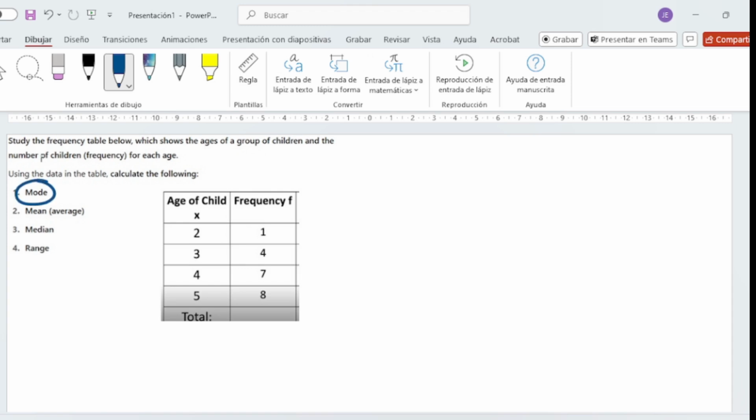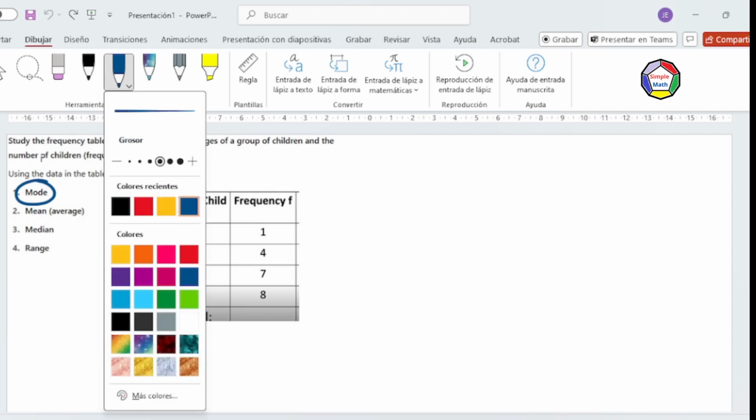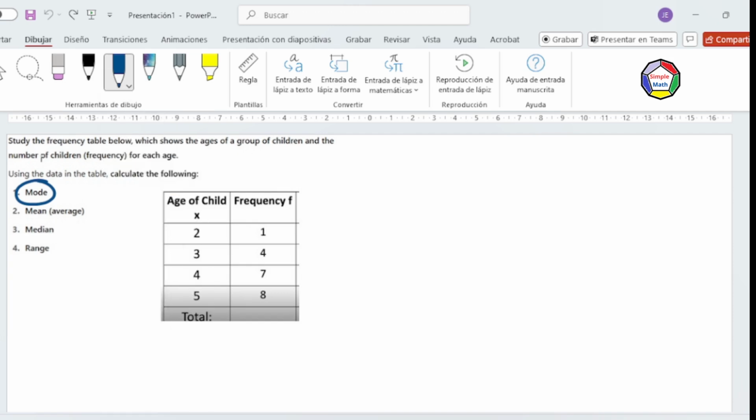First, I'm going to find the mode. What is mode? Mode is the most repeated number or data. Okay, that is mode. Let me change this by this one.